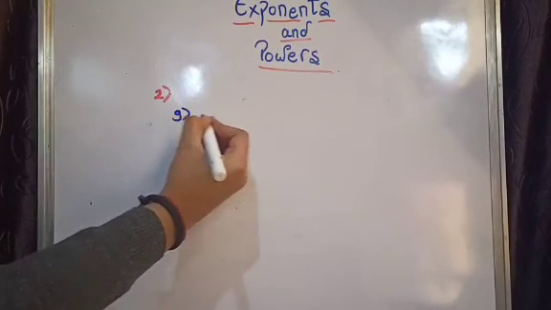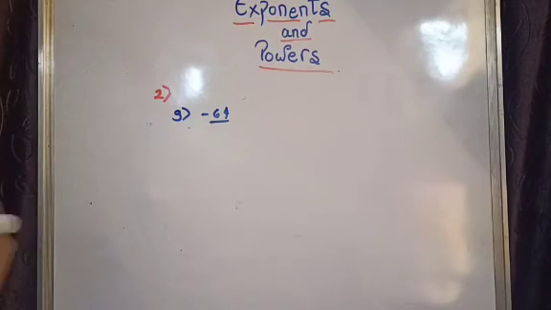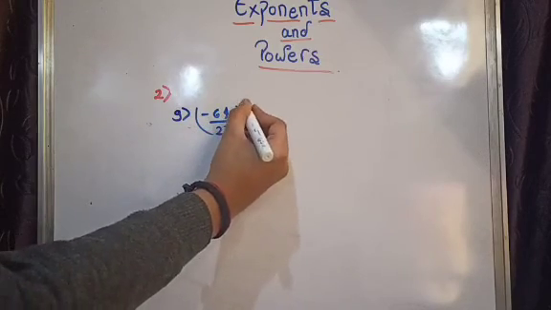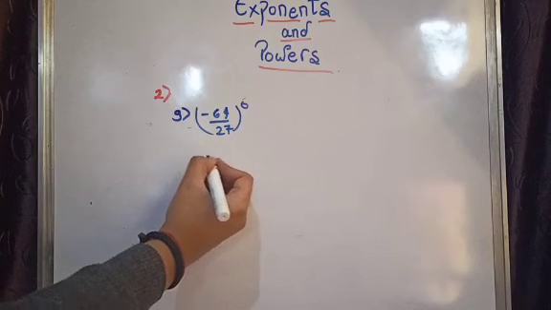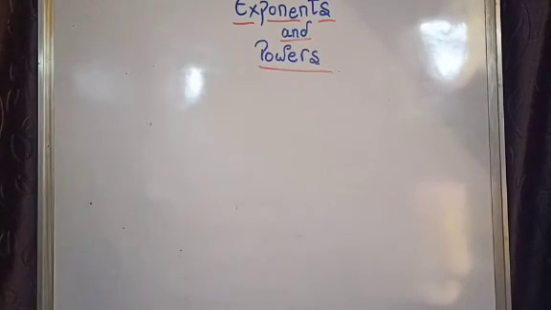G: minus 64 over 27 to the power of 0. If a number is to the power of 0, the result will always be 1. Our answer came. Then H1 you can also solve. Now our second question has been solved. Now our third question is given.